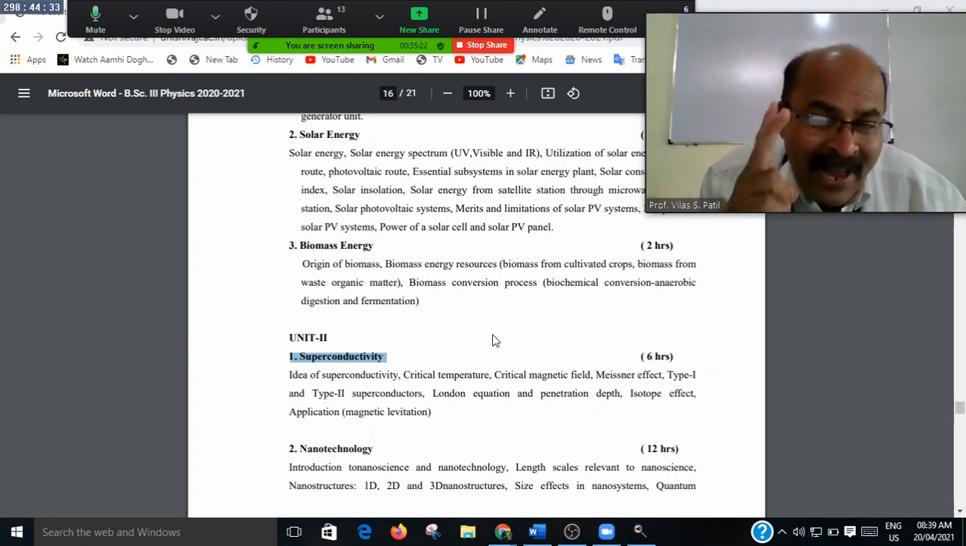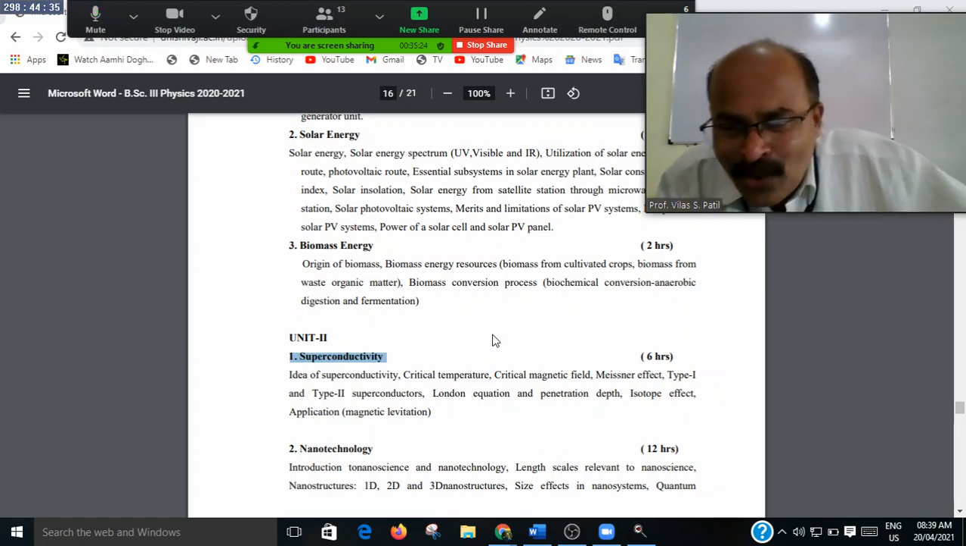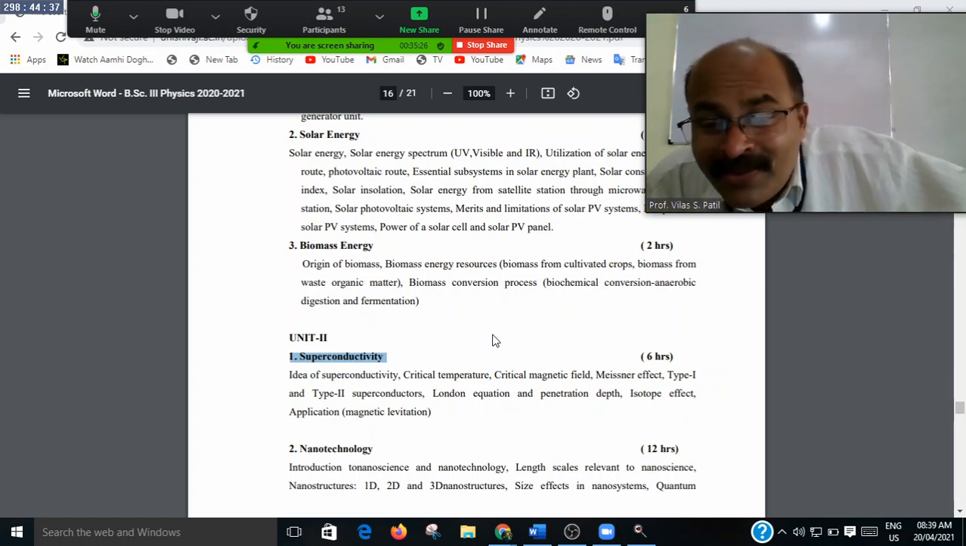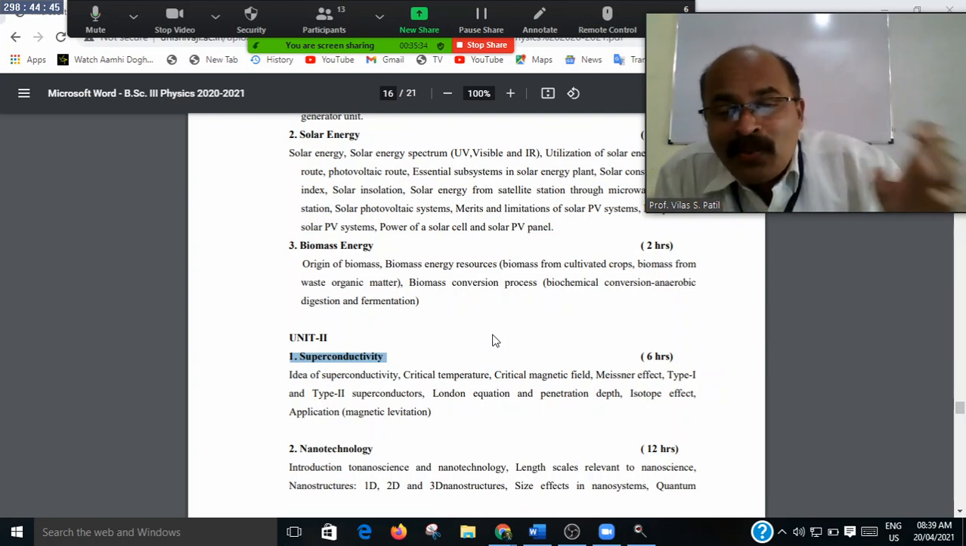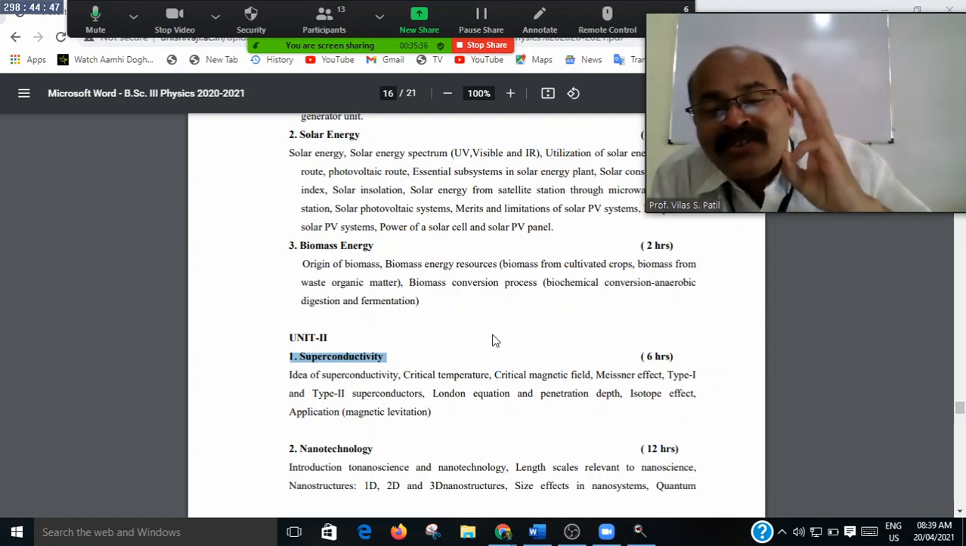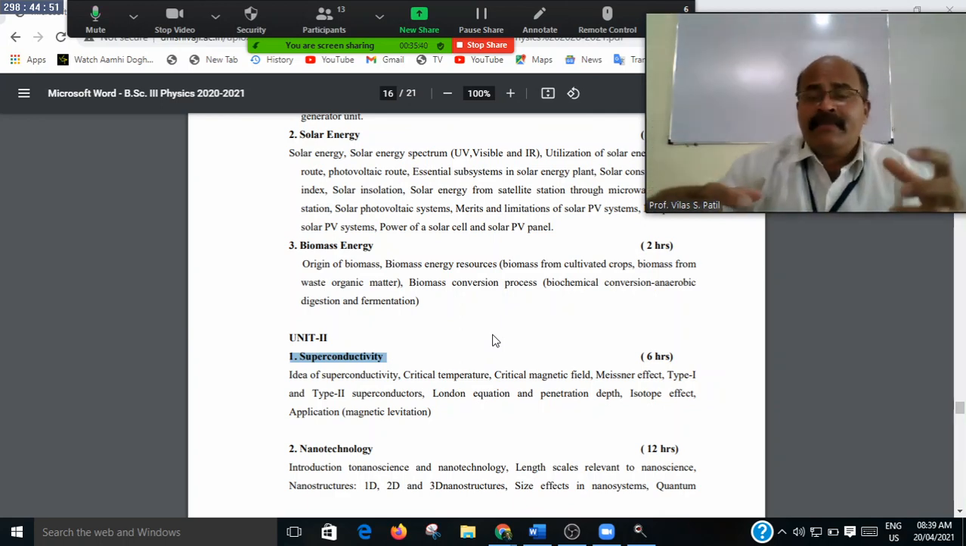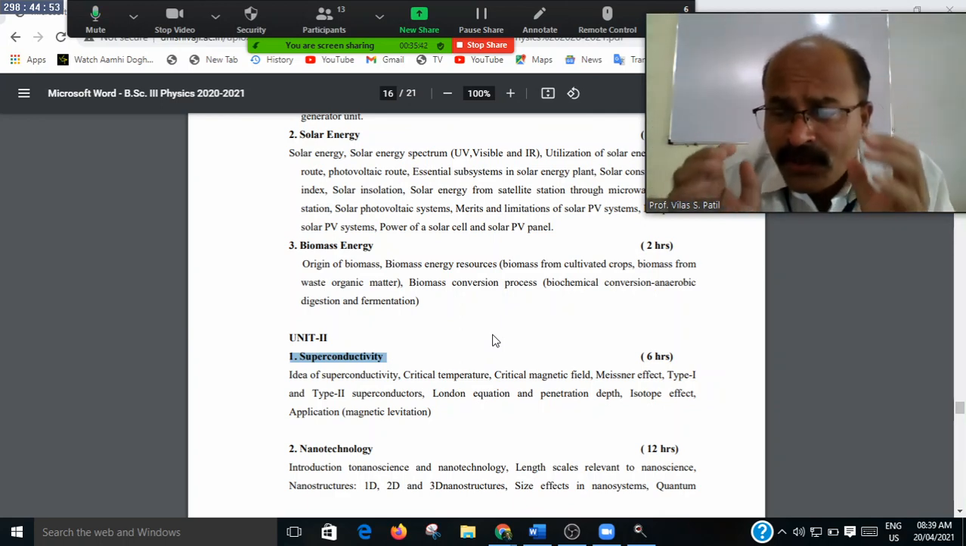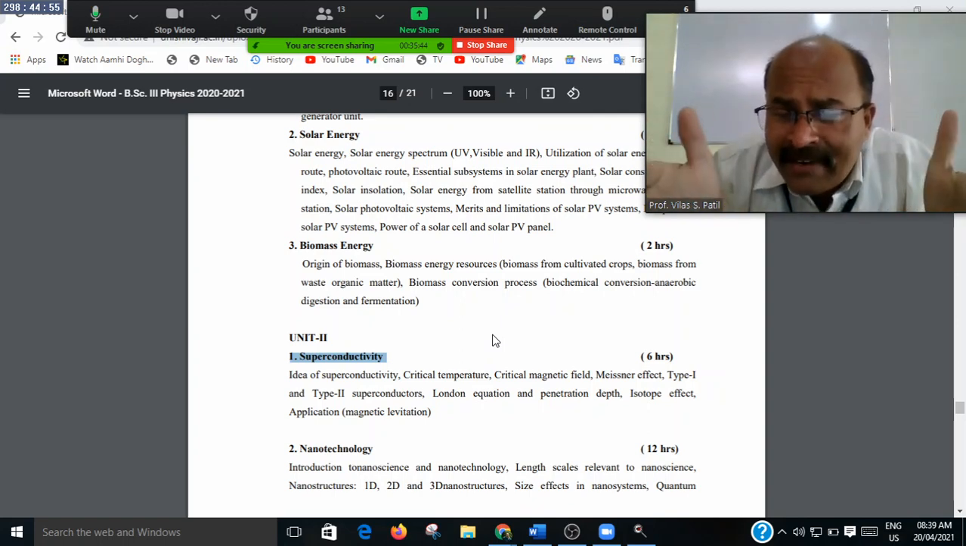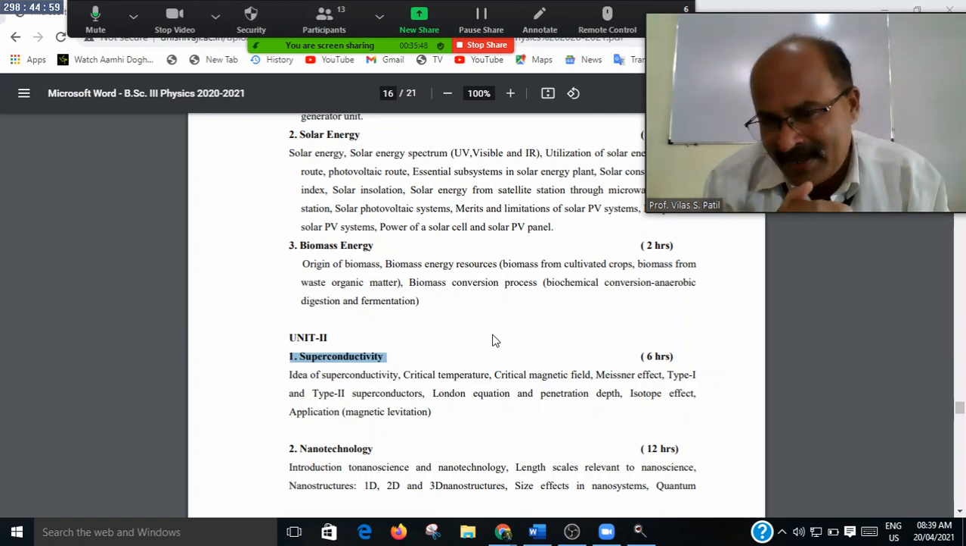There are two parameters which are responsible for switching its conductivity phase to superconductivity. One is the magnetism, the magnetic field which was applied to that matter, and the other is the temperature of that matter.